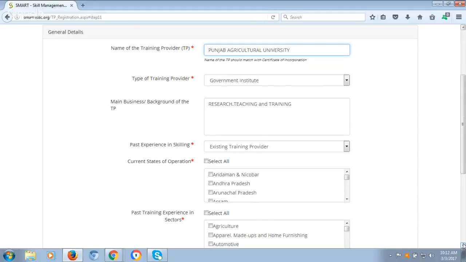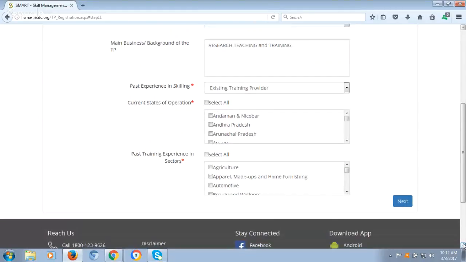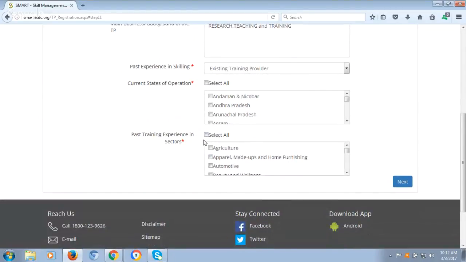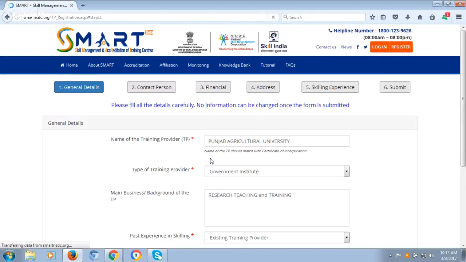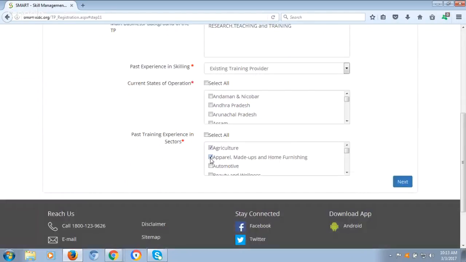After that, past training experience. In which sector do you have experience? For example, the university has experience in the agriculture sector, so you have clicked agriculture. Again, there is a list of sector skill councils. For example, apparel, made-ups and home furnishing is also related to sewing machine. Agriculture university also has a home science college. Our institute also does trainings on automobile.